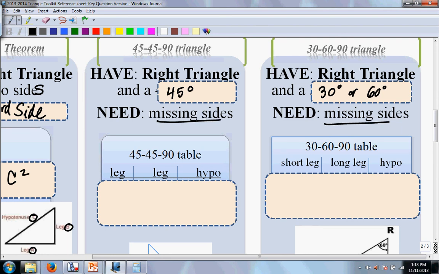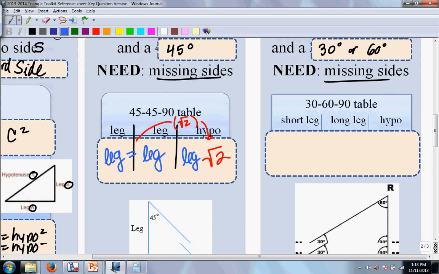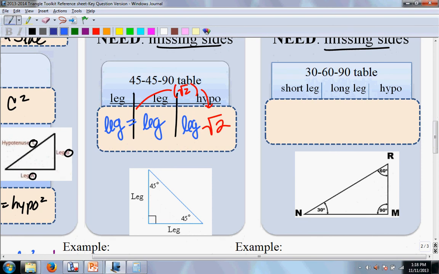In a 45, 45, 90-degree triangle, whatever one leg is, the other leg is automatically the same because it's an isosceles right triangle. The hypo is whatever the leg is times the square root of 2. So in visual format, the legs will be equal, and the hypo is whatever the leg is times the square root of 2. That's a 45, 45, 90 triangle.